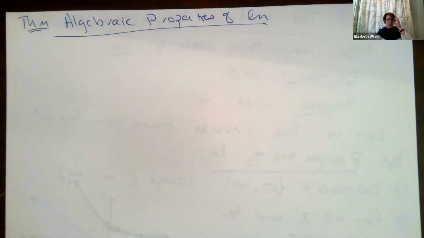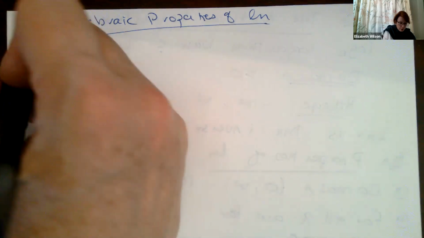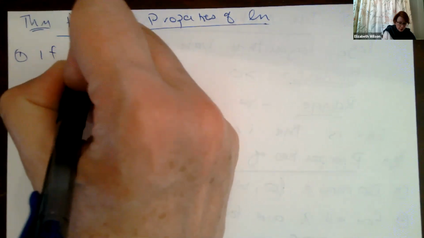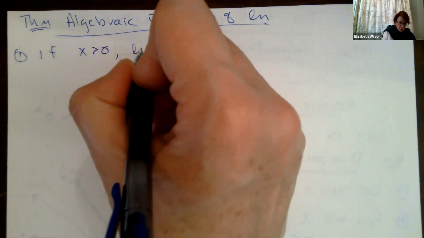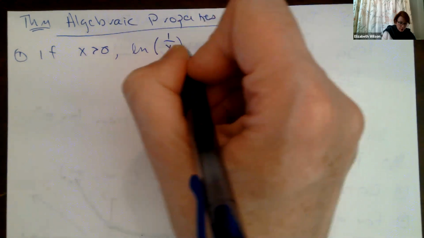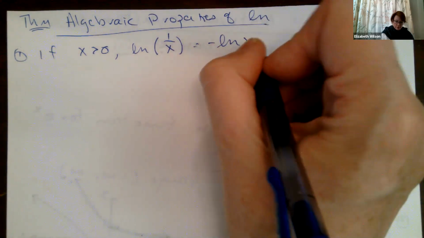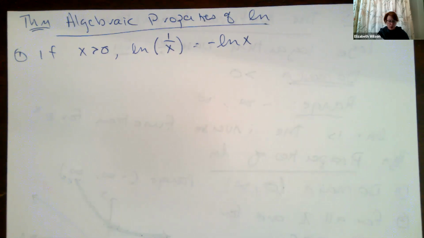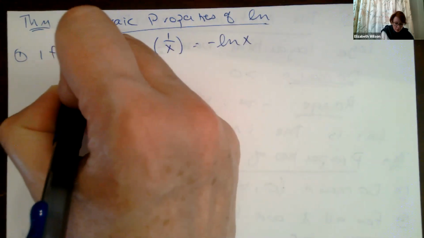So our algebraic properties of our natural log are going to look like this. If x is greater than 0, the natural log of 1 over x is equal to minus the natural log of x. This comes from our properties of logs. So let's write that down. Properties of logs.